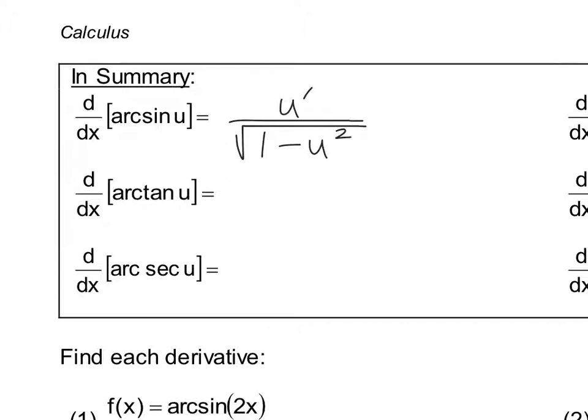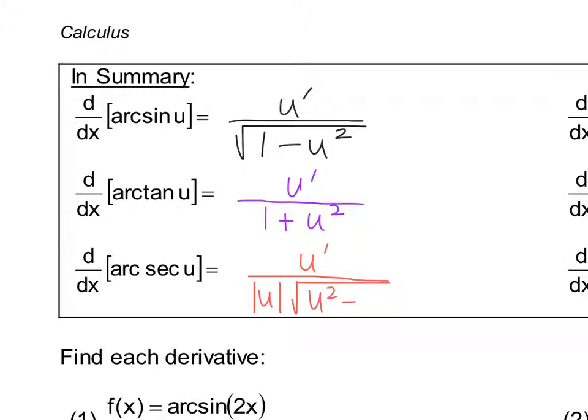I'll do it in a minute. The arc tangent is u prime over 1 plus u squared, or u squared plus 1 on the bottom, it doesn't make a difference. The messy one is the secant, which is u prime over the absolute value of u times the square root of u squared minus 1.